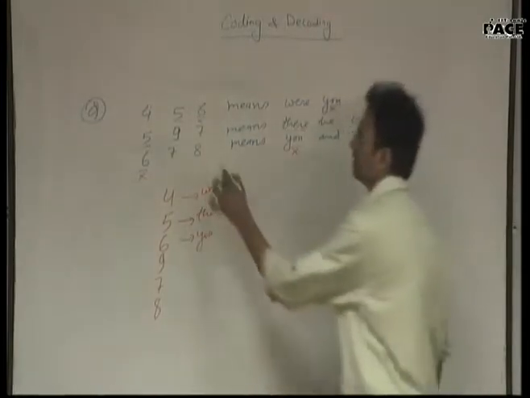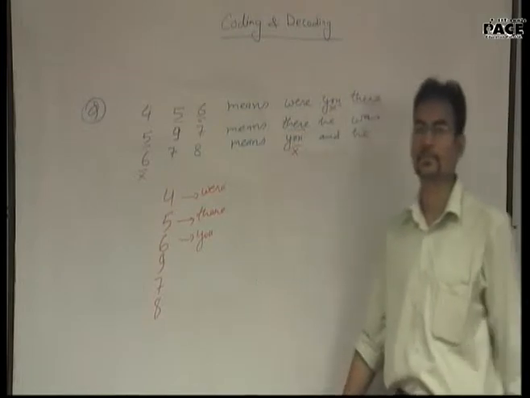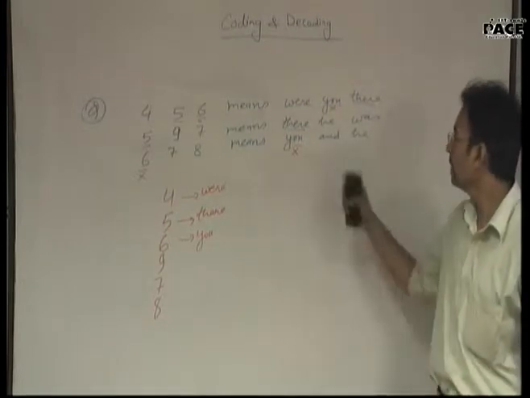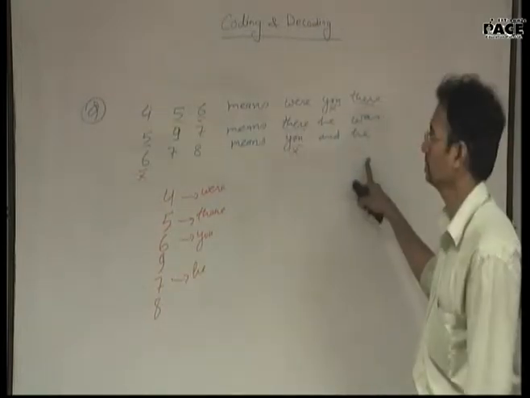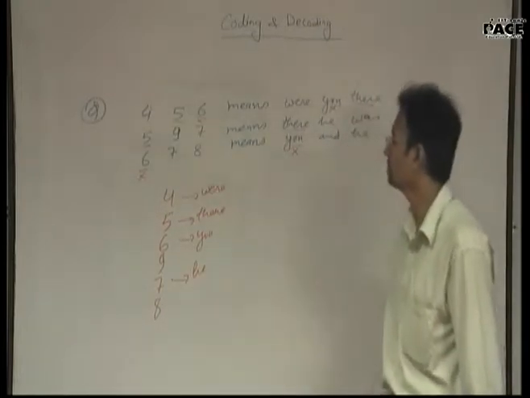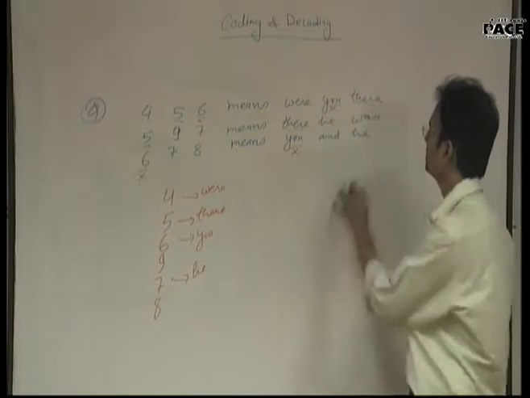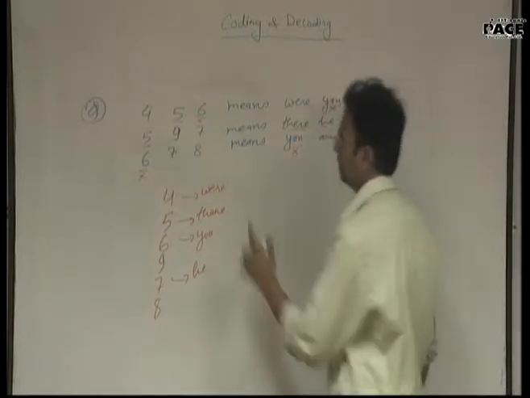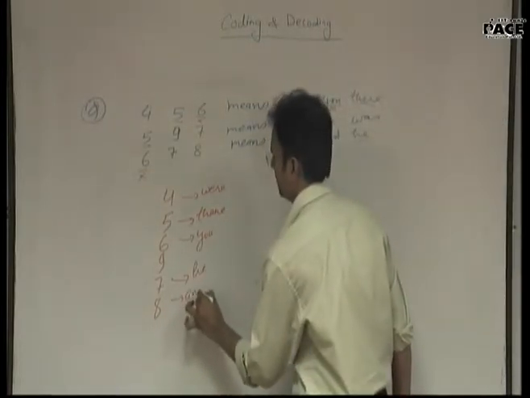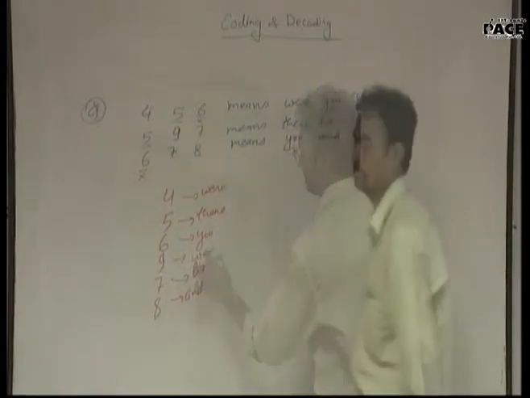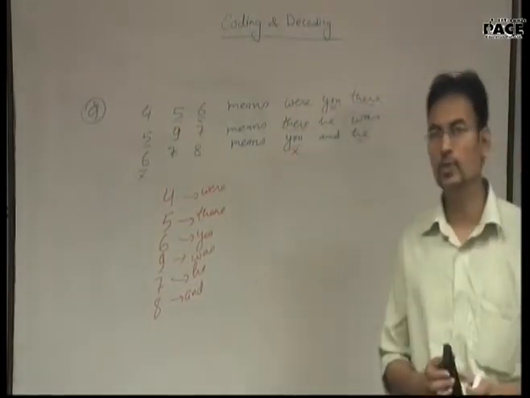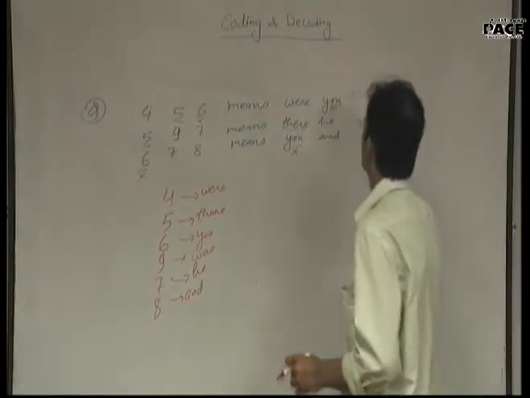Again, 7 is here and here. Now we have he as common for 7. So what is left? And 4, 8, and was for 9. So this is how we solve these types of questions.